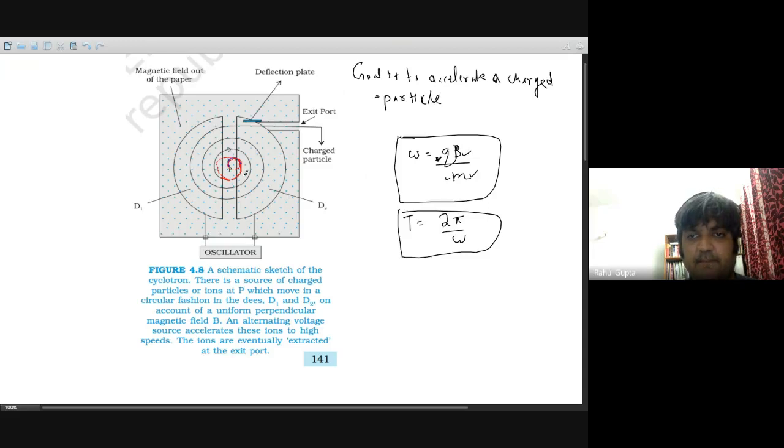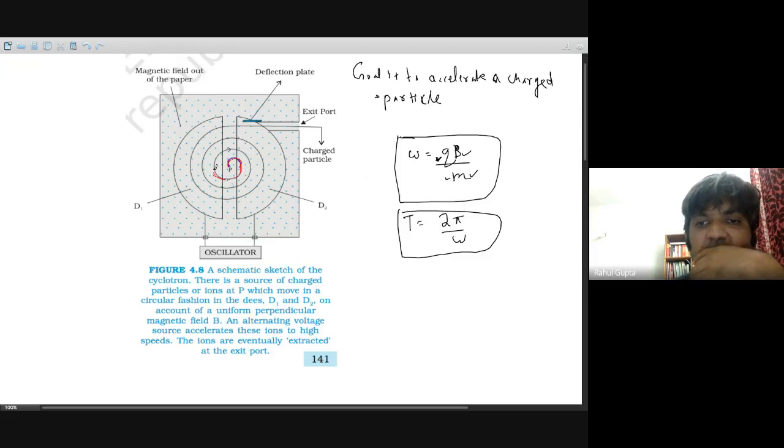Getting it, Medulla? Yes, sir. Basically, what did this electric field do? It increased the velocity of the particle, and as a result, now it is headed to go in a bigger circle.